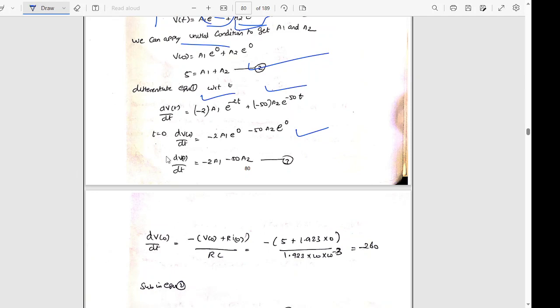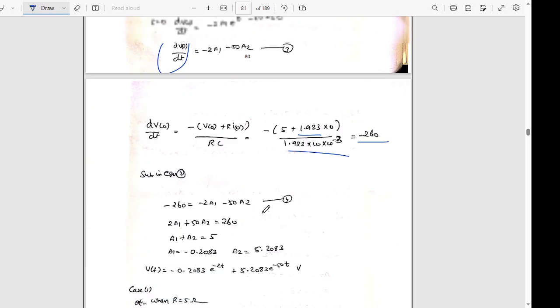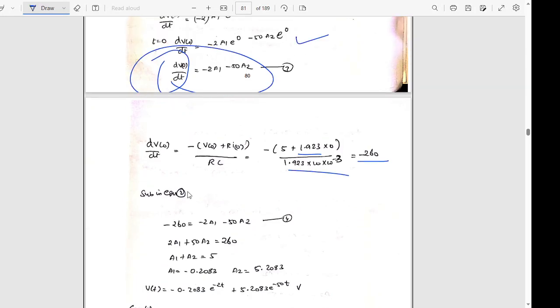So now we need to find dV of 0 by dt. For dV of 0 by dt, the formula is minus of V of 0 plus R I naught, by RC. So minus of V of 0 is 5 plus R is 1.923 multiplied by I of 0, which is 0 as given in the question, by 1.923 times 10 into 10 power minus 3, which is minus 260. Now substitute that in equation number 3: minus 260 equal to minus 2a1 minus 50a2. So 2a1 plus 50a2 will be 260.